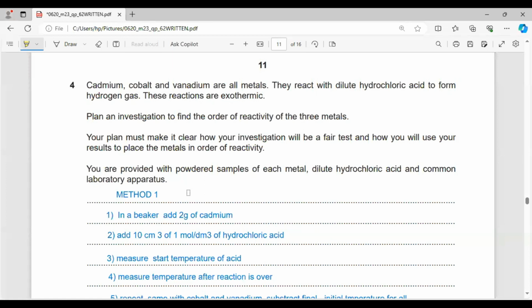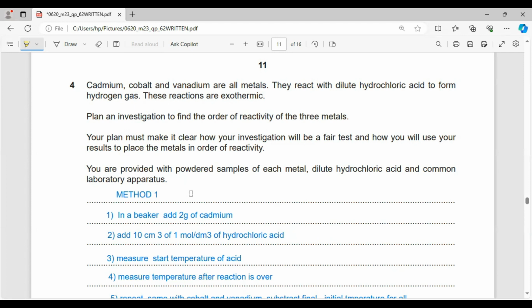Next question. Cadmium, cobalt and vanadium are all metals. They react with dilute hydrochloric acid to form hydrogen gas. These reactions are exothermic. Plan an investigation to find the order of reactivity of three metals. Your plan must make it clear how your investigation will be a fair test and how you will use your results to place the metals in order of reactivity. You are provided with a powdered sample of each metal, dilute hydrochloric acid, and common laboratory apparatus.